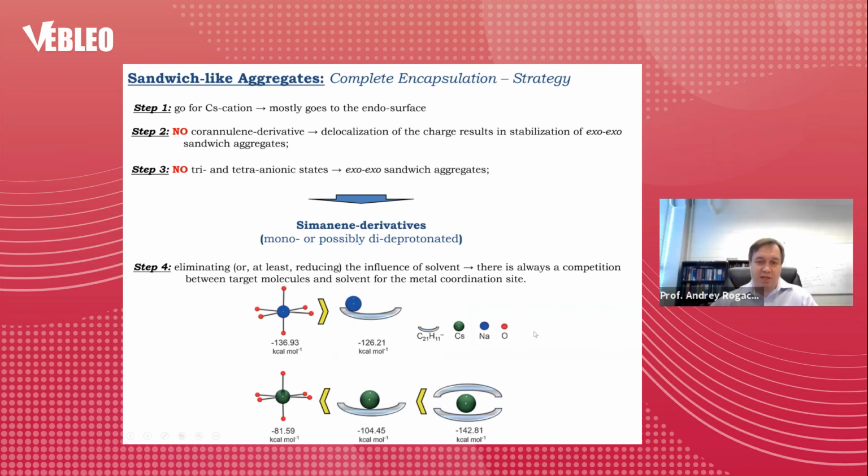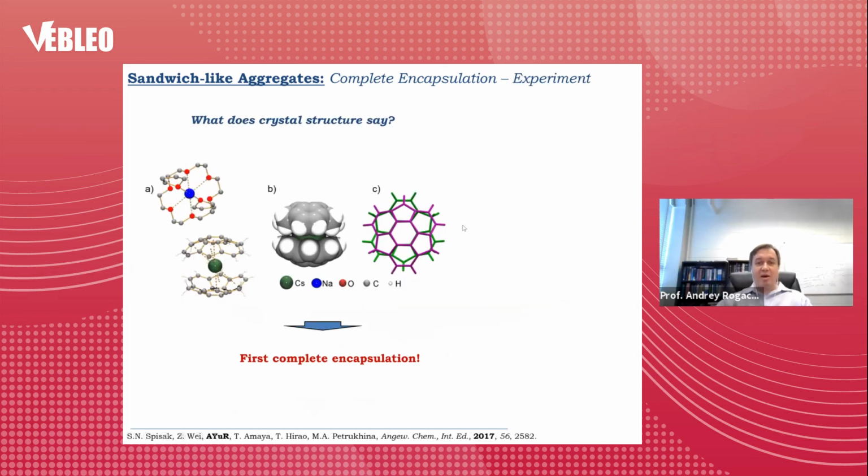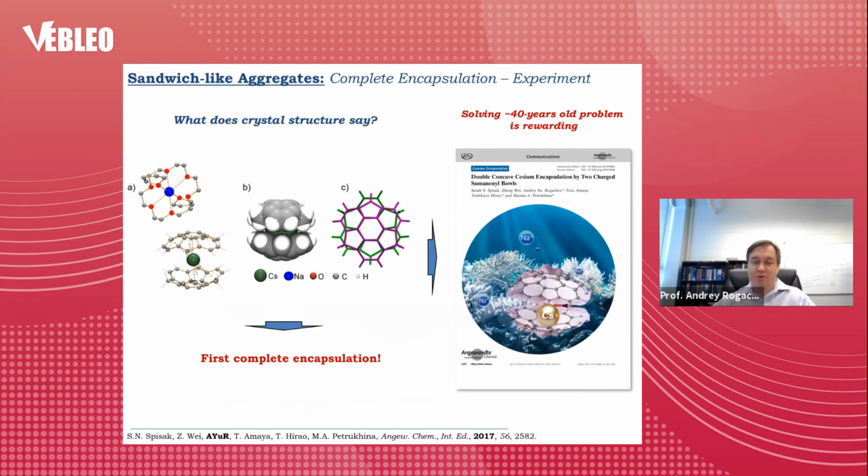We performed a comprehensive investigation of all possible candidates and came up with the most promising candidate that looks like this. It has two sumanene mono-anions with cesium plus sitting in between. And we asked our collaborators to test whether our idea is working or whether it's, again, a purely theoretical model. And they came up with a crystal structure of that. That was the first complete encapsulation of a metal center between two curved polyaromatic systems. And of course, when you solve a 40-year-old problem, it's rewarding. So that's how we got a cover page in Chemistry.